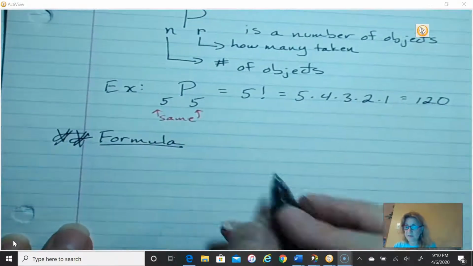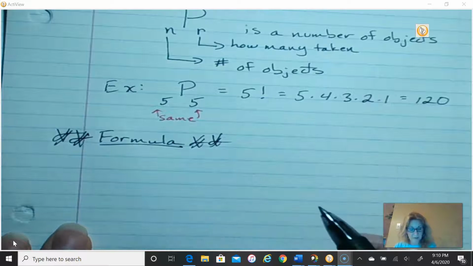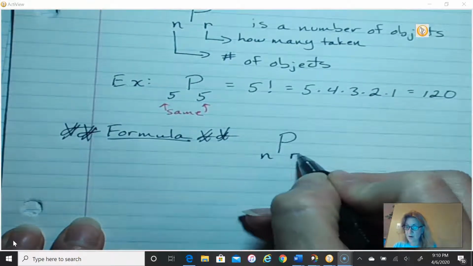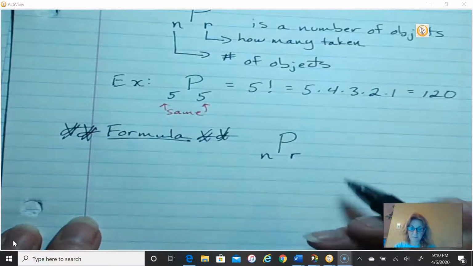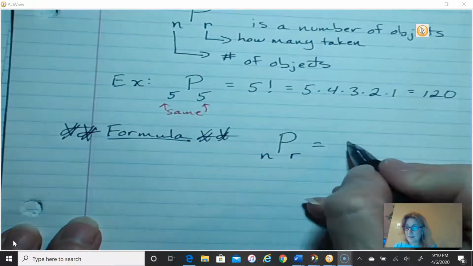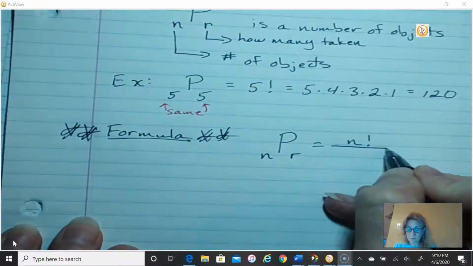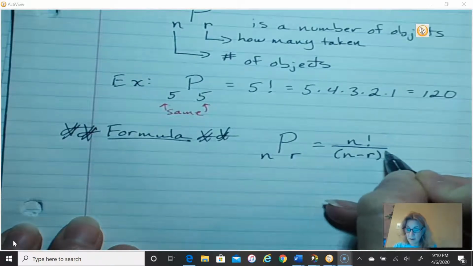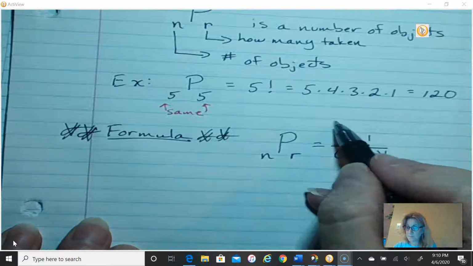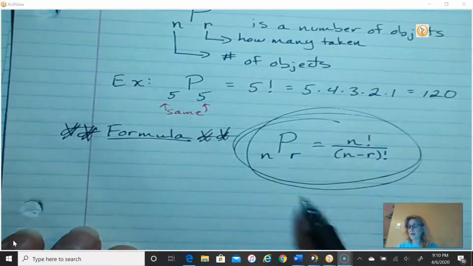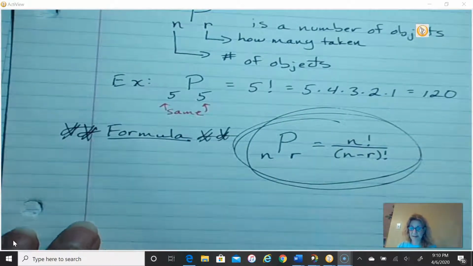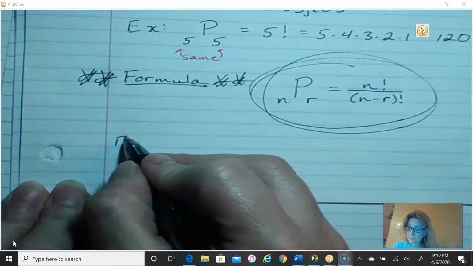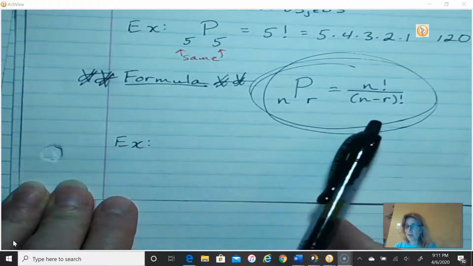Oh, my stars. Okay. If it's a big old P in R, remember I just showed you that up there. What that is, n factorial divided by n minus r factorial. Okay? What this means is that, for example, memorize this.